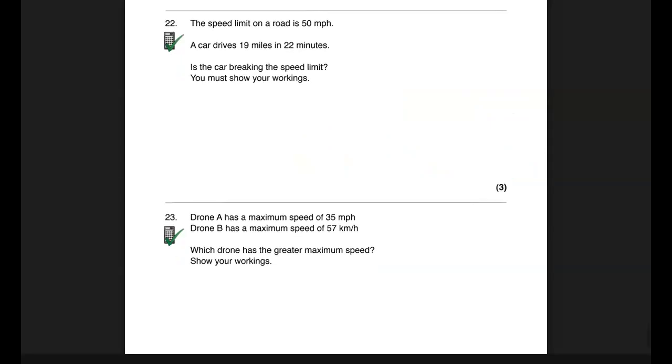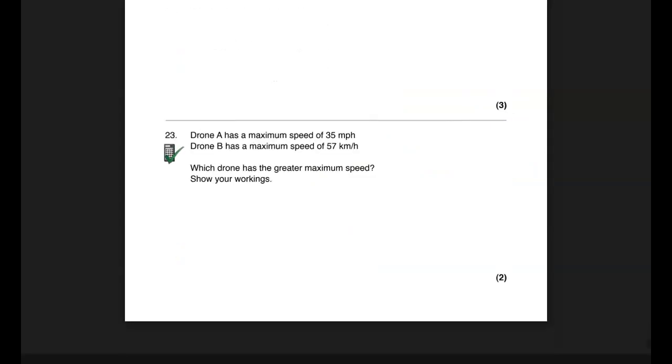And look at this one too. Drone A has a maximum speed of 35 miles per hour. Drone B has a maximum speed of 57 kilometers per hour. Which drone has a greater maximum speed? This one you might struggle on because 5 miles equals 8 kilometers. So you'll be given this one. Don't worry about the second one.